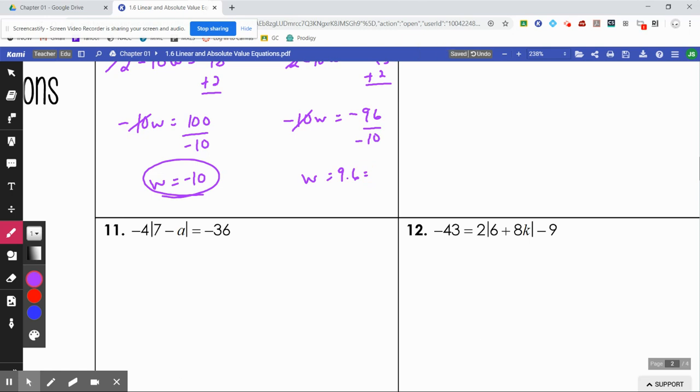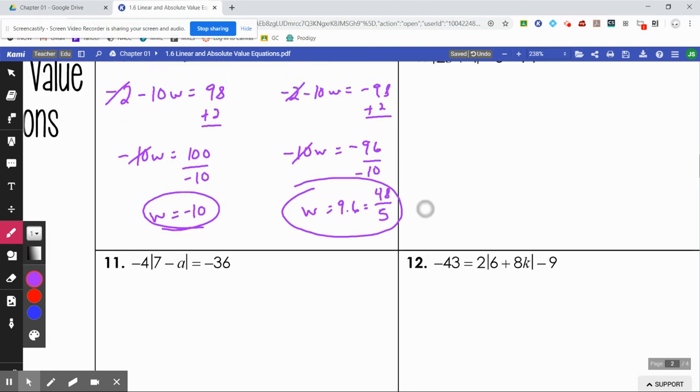Let's see, divide top and bottom by 4. That's going to be 24 over... or divide top and bottom by 2. I think it's going to be the greatest common factor. That'd be 48 over 5, which is the exact same thing as 9.6.